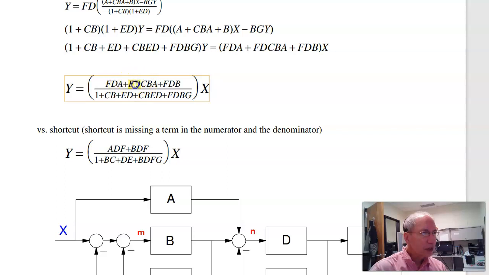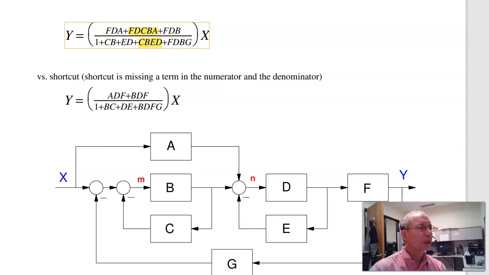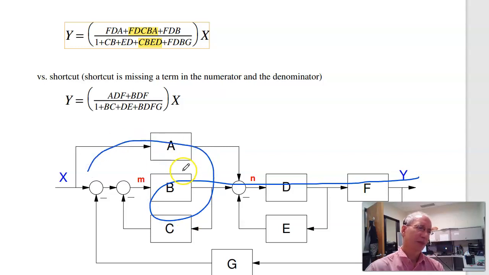There's an extra term in the numerator, and there's an extra term in the denominator, BDFG, right here. So in the numerator, there apparently is another path. That's the FDCBA. I don't see it, but it is there. And there's also a CBED as a loop. Shortcut mostly works. Occasionally does miss a term.